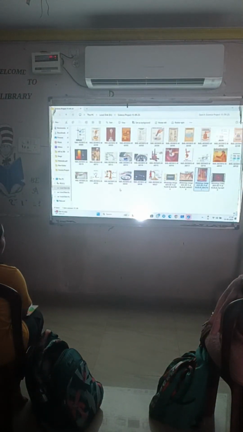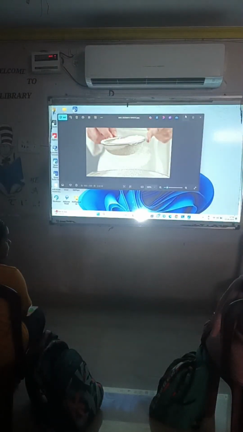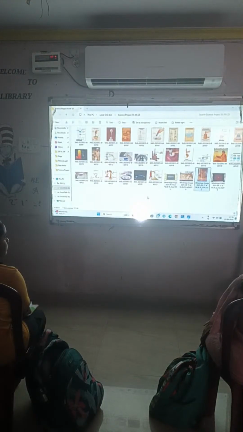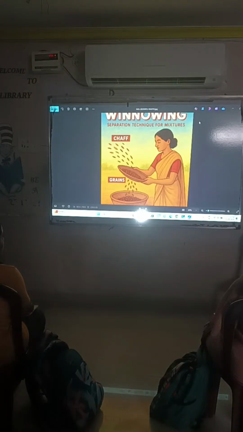Next, whenever there are two solid components, we have already learned in yesterday's class that when lighter particles and heavier particles are combined at the same time, how do you separate the heavier particles? By using winnowing.